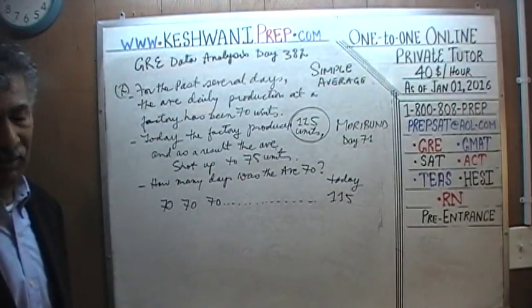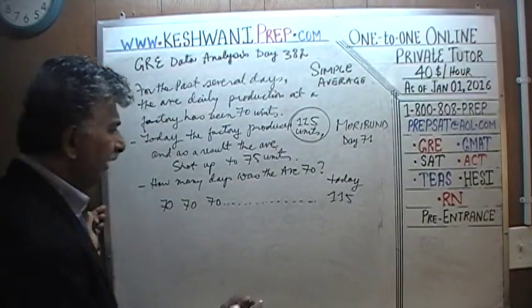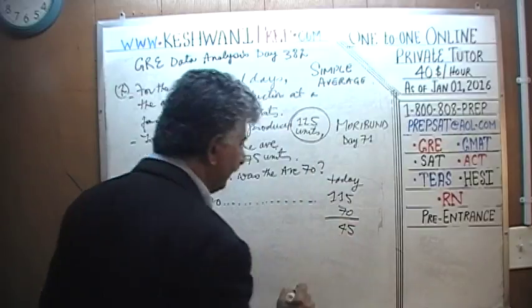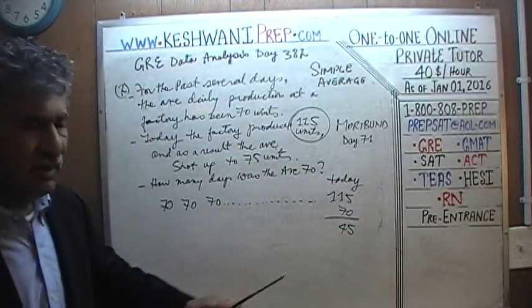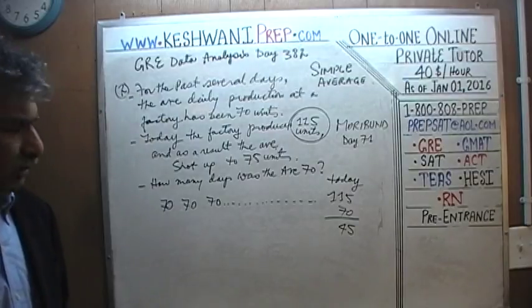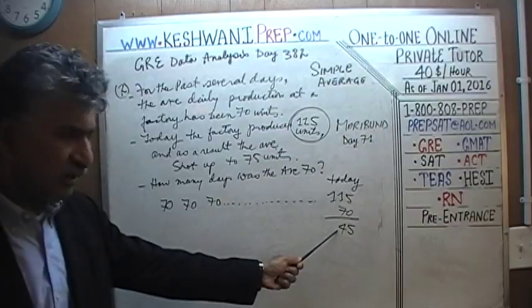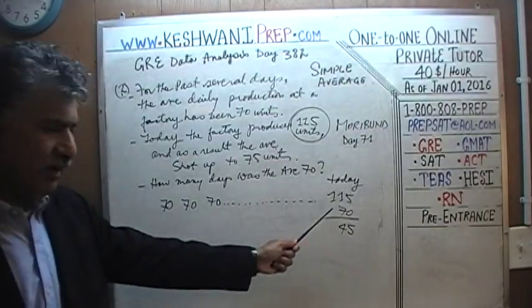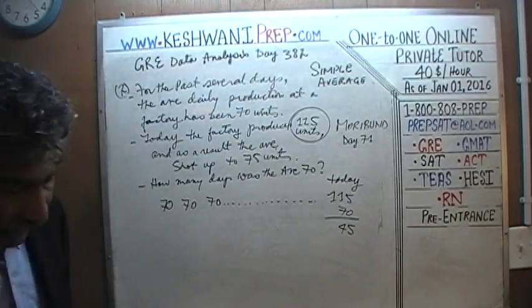Well, it's very simple, very easy. It's 70 every day in the past few days. Let's pretend it is 70 today. We have 45 units left over. What can we possibly do with the 45 units? Well, that 45 units has to be distributed among these days so that everything is now 75. That's going to be 9 days. But if you're going to do it this way, you're going to have to understand that 9 days includes today.